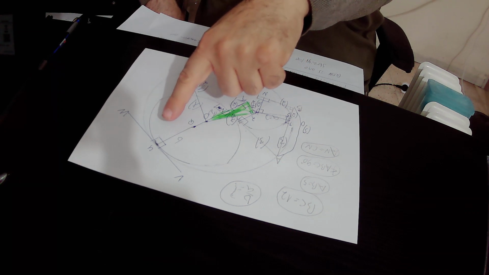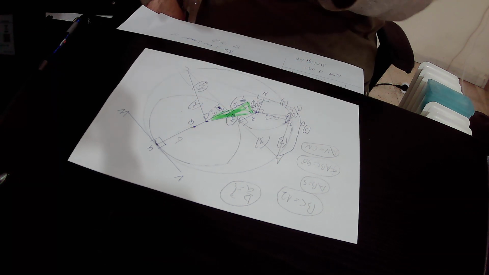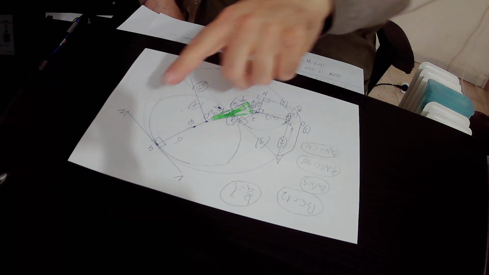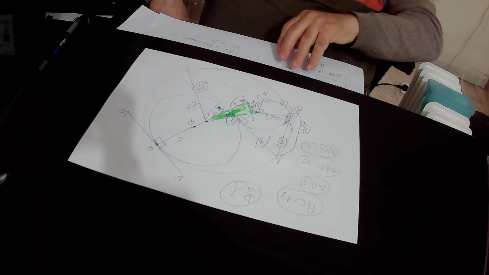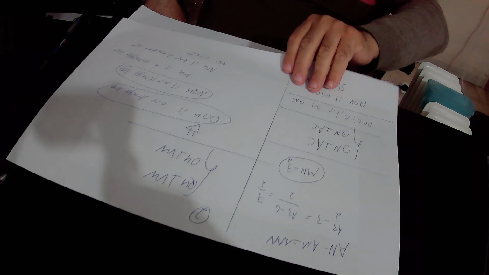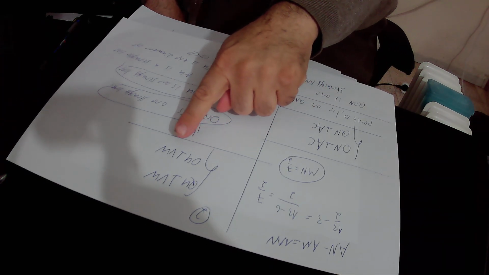That is to say, this angle equals 90 degrees and this angle equals 90 degrees. So we can write down that QU is perpendicular to VW.